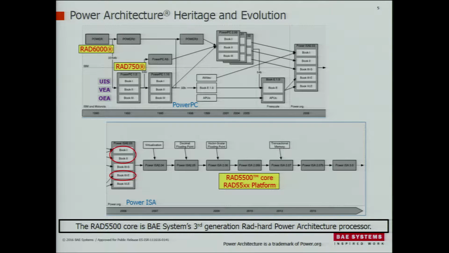So I stole this timeline graphic off of Wikipedia, and it kind of helped me put things in perspective. Hopefully it will for the audience as well. We started with Power architecture way back in the IBM days. The RAD6000 was based on IBM's first single chip RISC design, and we took that and did a radiation hardened version of it.